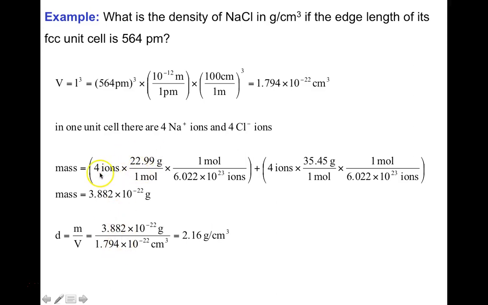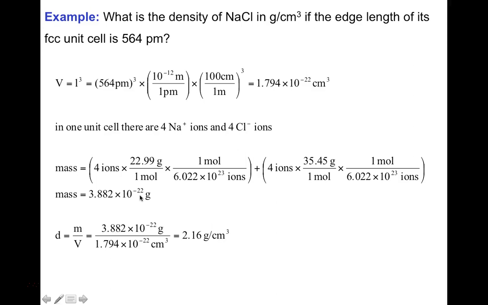The key thing here is I've got 4 ions, each weighs 22.99 grams per mole, and in 1 mole there is an Avogadro's number of ions. So this is the mass of my sodium ions, and then I'm adding to that the mass of my chloride ions, and again I've got 4 chloride ions, each has a mass of 35.45 grams per mole, and in 1 mole I get an Avogadro's number of chloride ions. Again, I get a tiny little mass because I've only got a total of 8 atoms here, right? So this is not going to be a very big number expressed in grams.